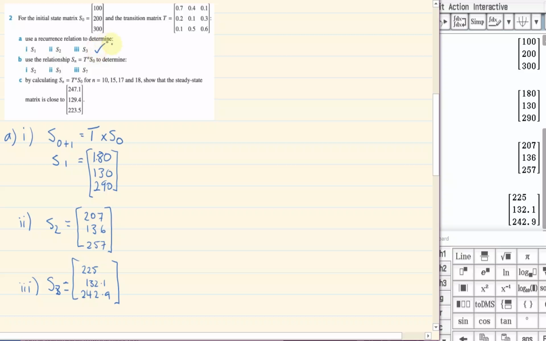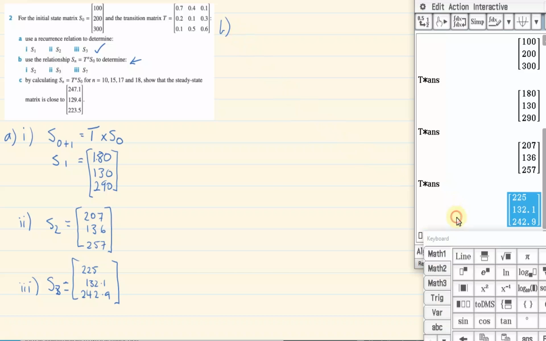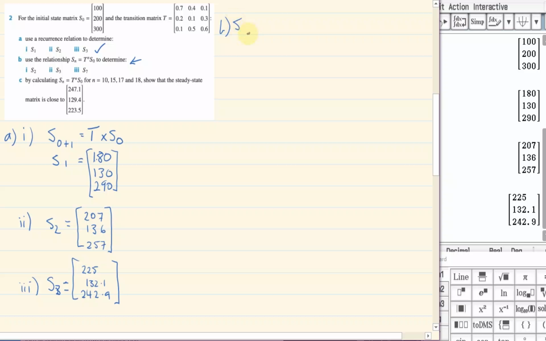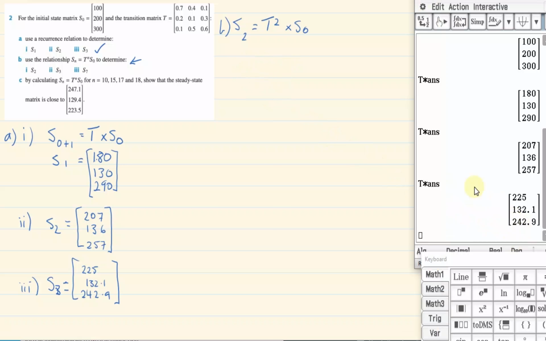Okay, so that's that first bit done. Then use a relationship, which is our rule here, to determine S2, S3, and S7. So what all this is going to ask us to do is verify that if we use the rule or the recurrence relation, the two outcomes are the same. So we scroll down here. So we want to put in S2 is going to be equal to T squared times S0. If you want to write this out in full, you should actually state the transition value there and the S0 value. For the sake of time, I'm going to leave it like that.